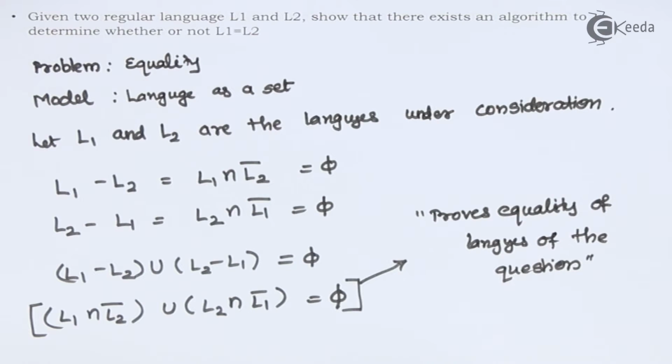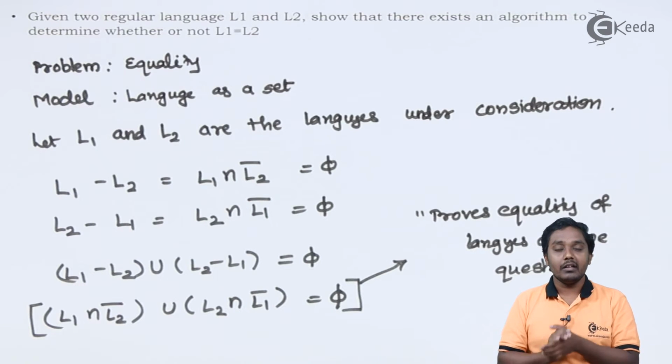Other than that, we can use other models such as finite state machine or regular expression or grammar to prove that two languages are equal. For that, we need to use various other techniques. Suppose we are using finite state machine.